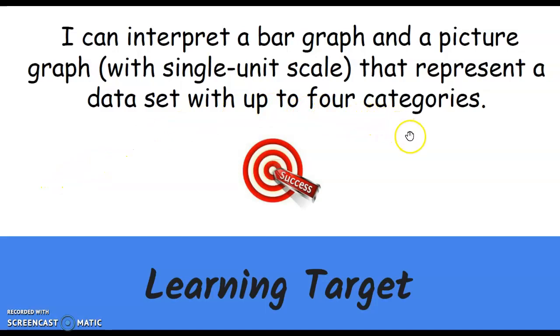Represents up to 4 categories. Categories are the different things or items that we're comparing on a graph. You'll notice that throughout our lesson and our practices you might see some graphs that have different unit scales, and sometimes we might go a little bit past 4 categories. And the reason why we're doing that is because we know you guys can handle it. You're very smart.